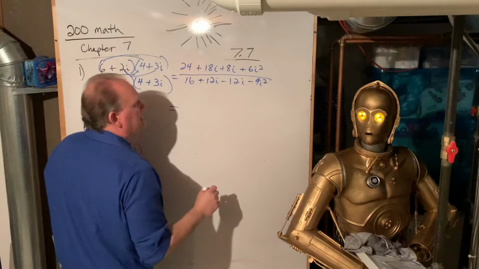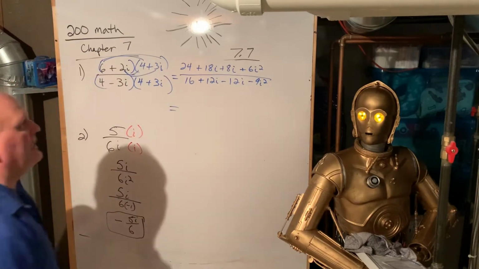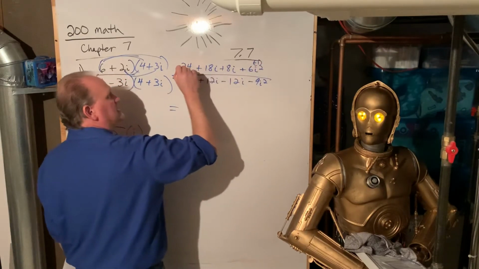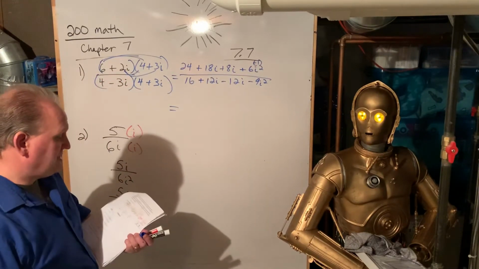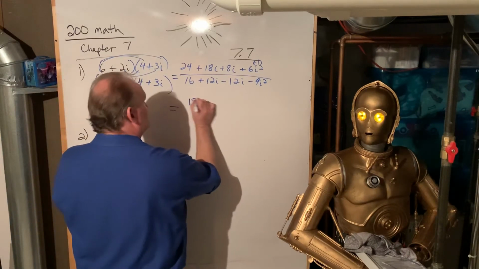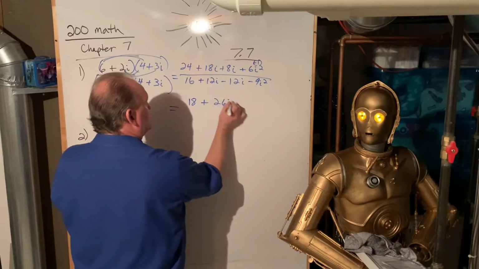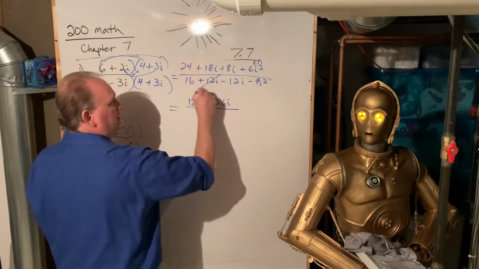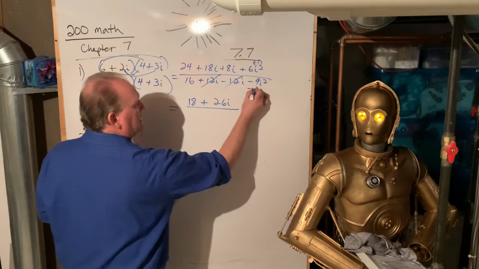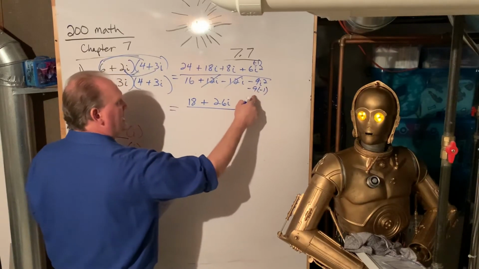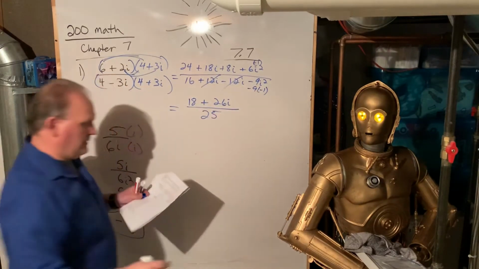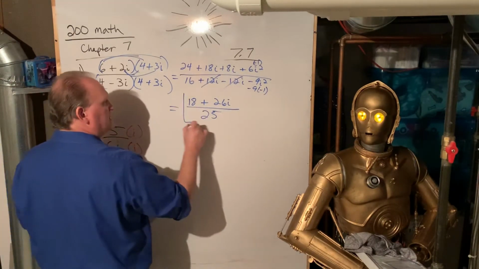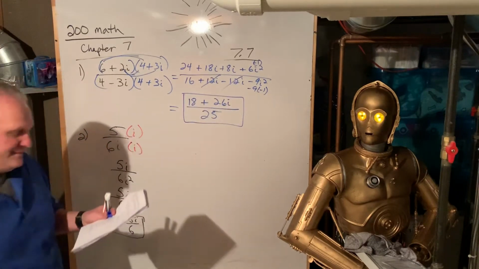So top first, let's see what we got. i squared is really negative 1, so that's negative 6 and 24. I can put those together and get 18 plus 26i. And then on the bottom, those i's cancel. Negative 9 times negative 1 is positive 9, so that's 25. And I think that's where the show stops: 18 plus 26i, all over 25.